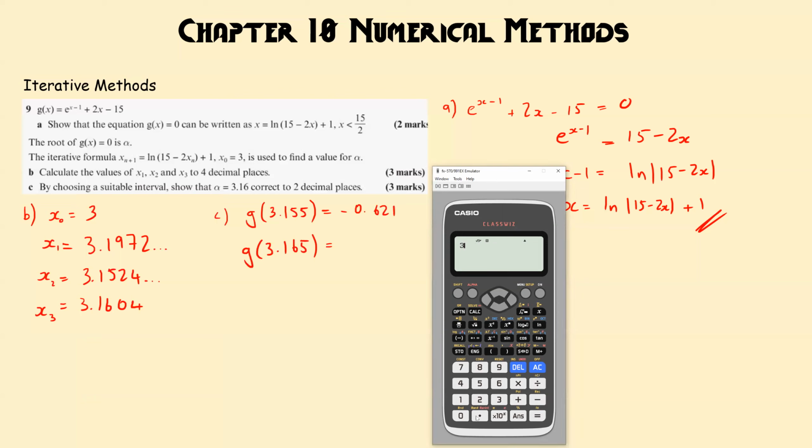And then 3.165. Sticking that in, we get 0.0446. And again, there's a sign change, which implies that alpha must be between 3.155 and 3.165, which implies that alpha must be equal to 3.16 to 2dp. That is our iterative methods.